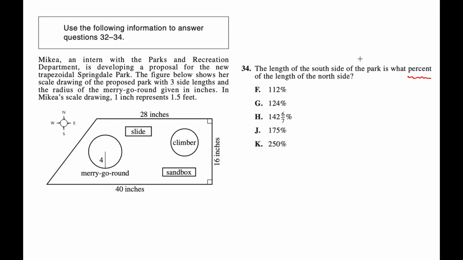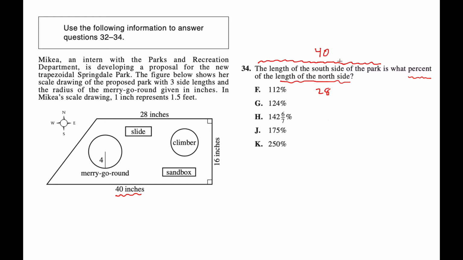To start out here, I'm just going to convert this whole piece of text, the length of the south side of the park, into an actual number. So down here, we're told that the length is 40 inches. So I'll just write 40. And the length of the north side up here is 28. So basically, this question is asking 40 is what percent of 28.